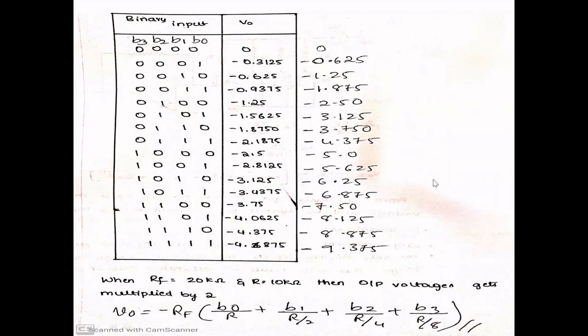So you can calculate and you can simplify. Suppose for two inputs, you should analyze it for when B1 and B0 are both high. In that case, what is the output voltage you should obtain? You can analyze, simplify and cross check. We have found the output for four different inputs, that is when B0 is high, when B1 is high, when B2 is high, and when B3 is high. For all these cases we have found it, and the remaining cases you can cross check once.